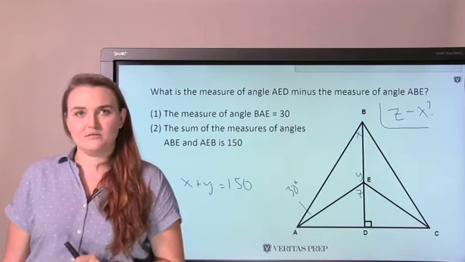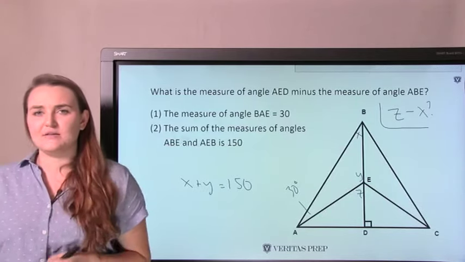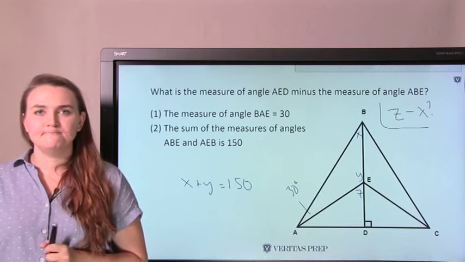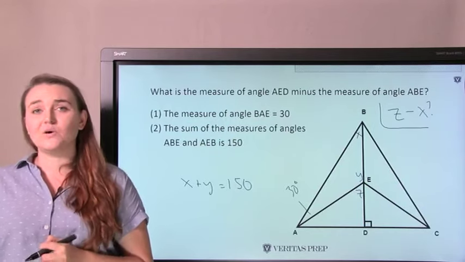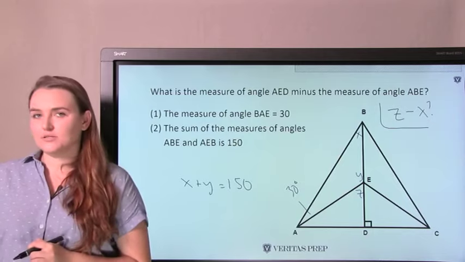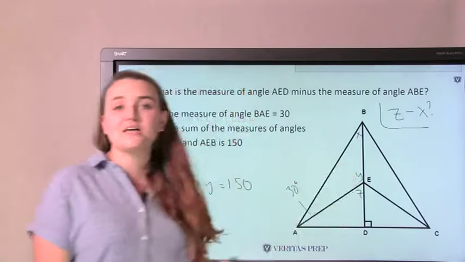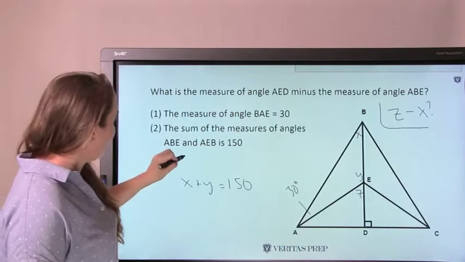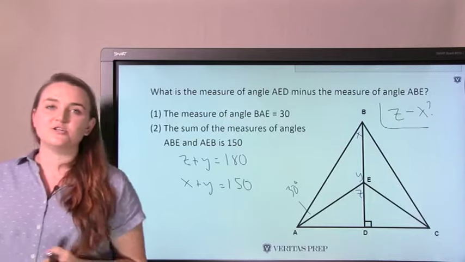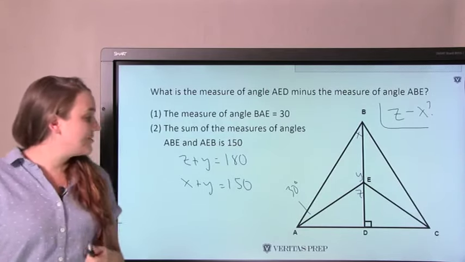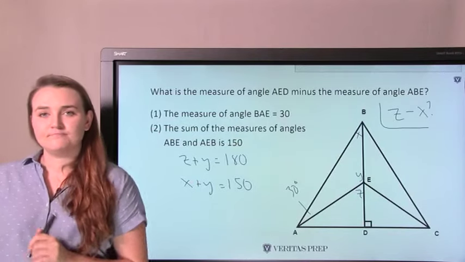Is there a second linear equation I can build based off of this information that allows me to bring Z into the mix? Because I'm trying to solve for my quantity Z minus X. So somewhere along the way, I've got to bring Z into the mix. So what second algebraic equation could I build that will allow me to start to draw conclusions? Yes, I have supplementary angles here. Z plus Y gives me 180 degrees. So if I know Z plus Y is 180, and I know X plus Y is 150, what can I do with this information? What can I do with these 2 algebraic equations if my objective is to solve for Z minus X?